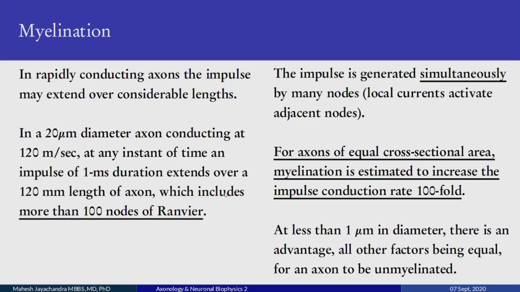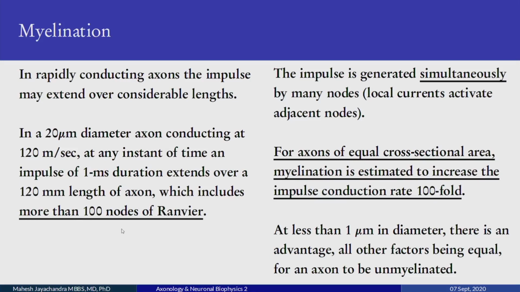Because of this saltatory conduction, the length of the impulse may extend over a considerable length across the axon. So for example, in a 20 mu diameter axon conducting at 120 meters a second, at any given time, an impulse of 1 millisecond, this is a typical action potential, extends over 120 millimeter length of axon, which includes more than 100 nodes of Ranvier.